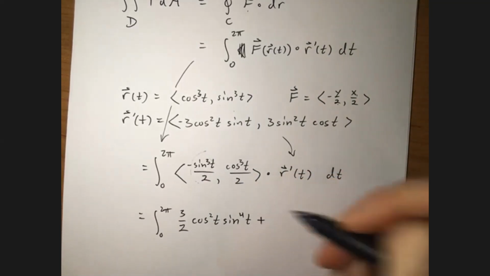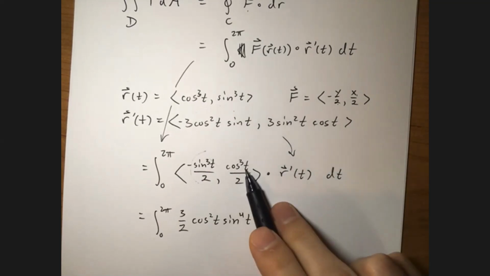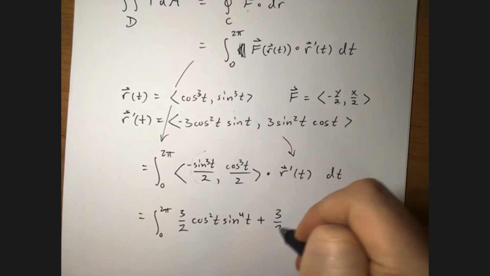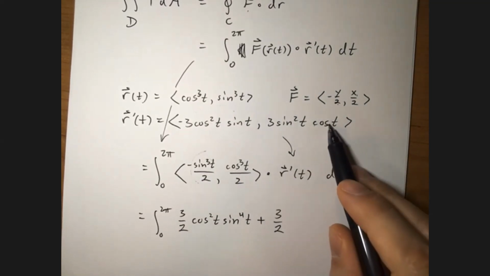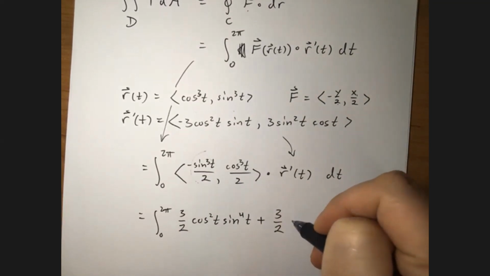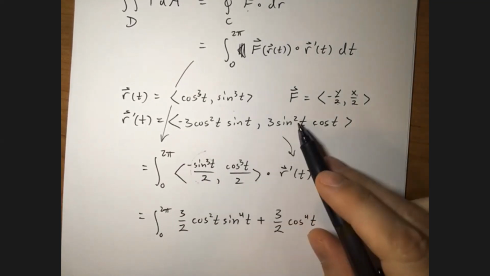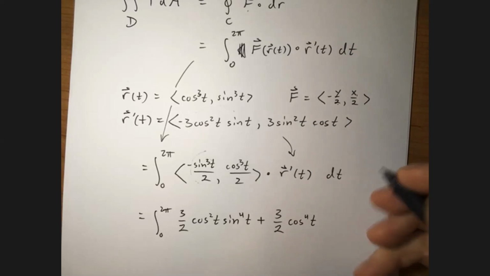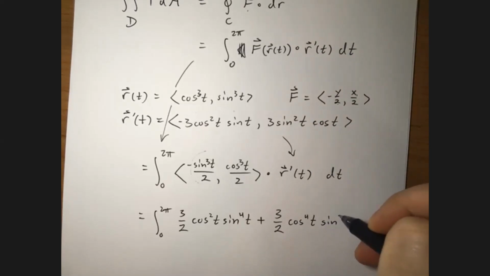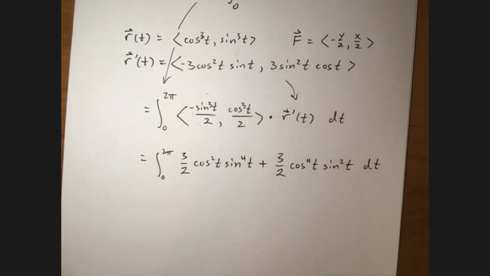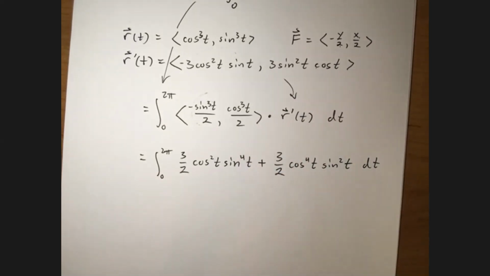And then plus this times this, right? So I'm going to have 3 halves again, cosine to the 4th t, and sine squared t. Okay, so now it's a single variable calculus problem. We just have to do this integral.